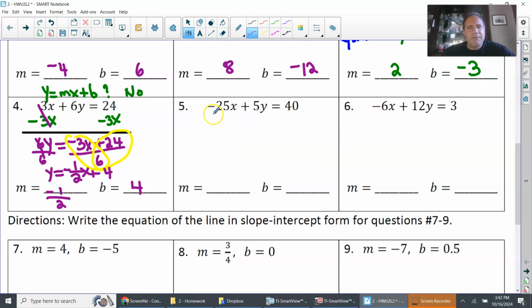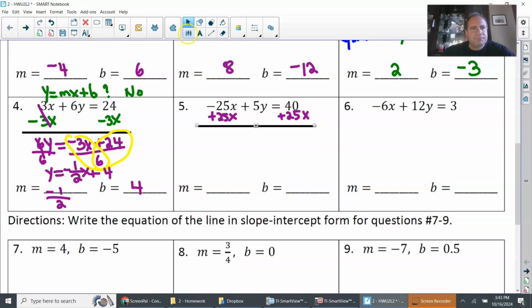So here's number 5. Again, we're just going to do this the same way. We're going to get the x over onto the right side. So you're adding 25x to both sides because this is a negative 25x. That is a negative 25x. So move this down. This cancels on that side. You have 5y equals, and I'm going to do the same thing. I'm going to bring this 25x first. And since it's positive, I don't have to worry about anything. And this is a positive 40 as well.